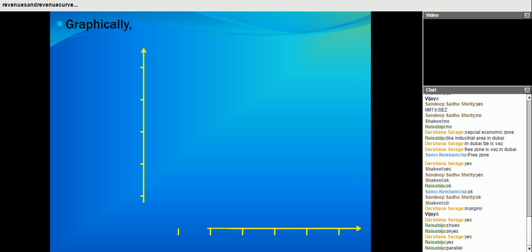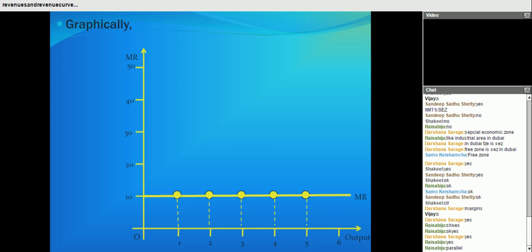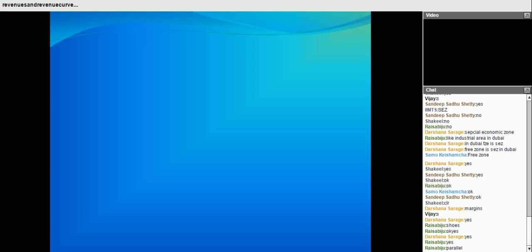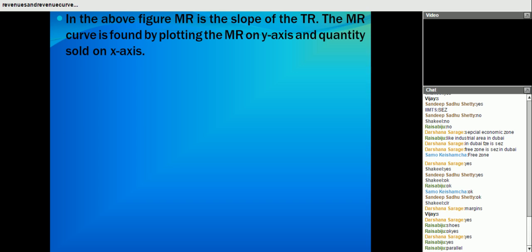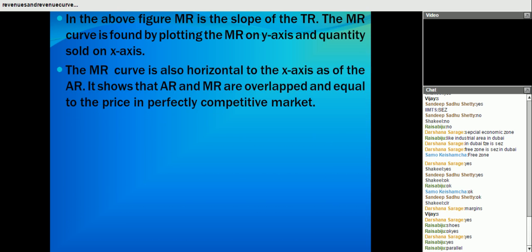If we plot it graphically, we will get the same curve as the curve for average revenue, a similar type of curve. Okay. So that is the meaning of the average and marginal revenue curve. This was all for the perfect competition market. Okay.